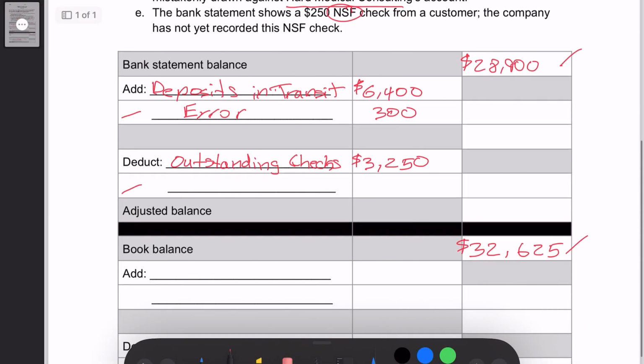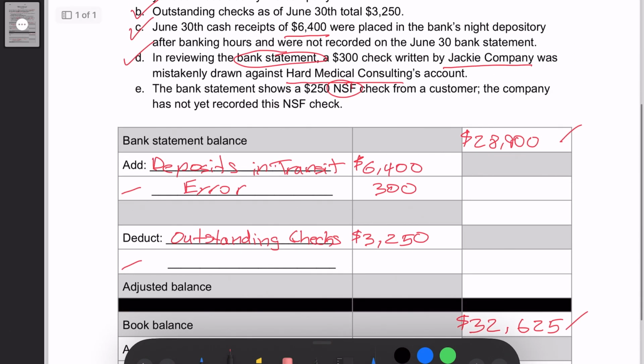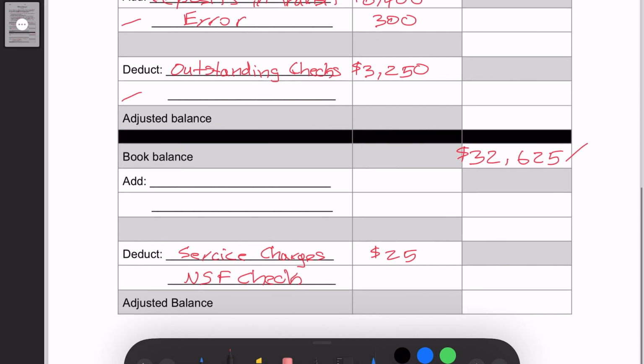Problem is, that check basically bounced because the customer who wrote us the check didn't have enough funds in their account to transfer into our account for the amount listed on the check. Therefore, did we actually receive that money? We did not. So it is going to be a deduction on the book side as it relates to the cash balance. NSF check, deduction, in the amount of $250.